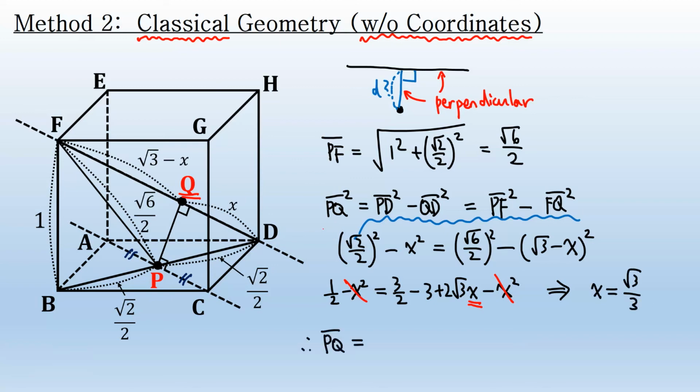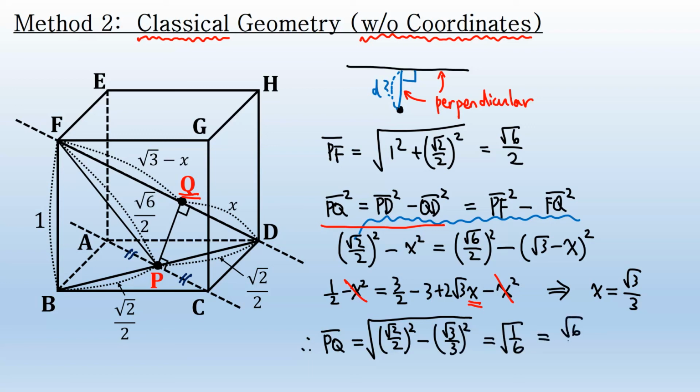Therefore, we can calculate the length PQ using this part, which is the square root of PD squared, (square root of 2 over 2)^2, minus QD squared, (square root of 3 over 3)^2. So we obtain square root of 1/6, which is square root of 6 over 6. The same result as in the first method.